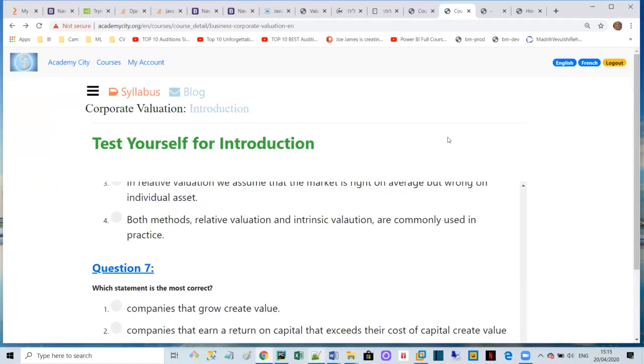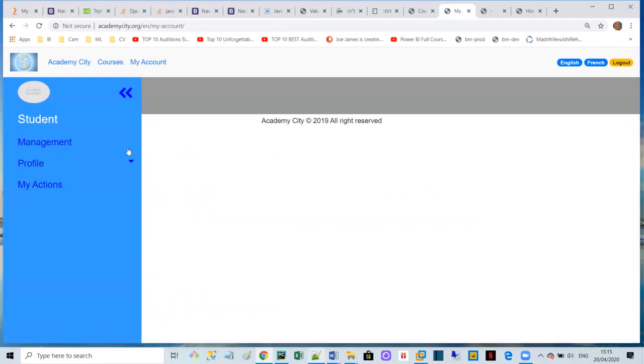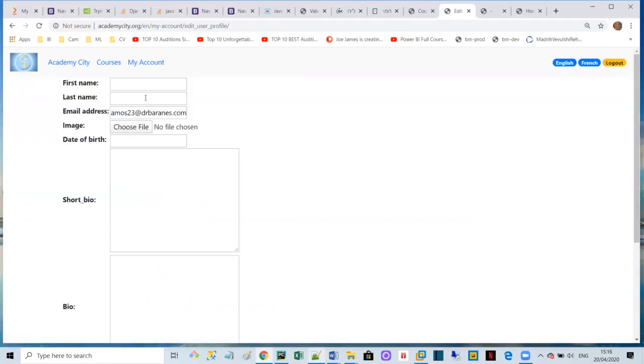How do I register to a group? Go to my account. And by the way, you have a profile. Please do fill it up. At least fill in your name, Amos Baranis. Your name is the most important; the rest is less. Put the email you use when you log in.